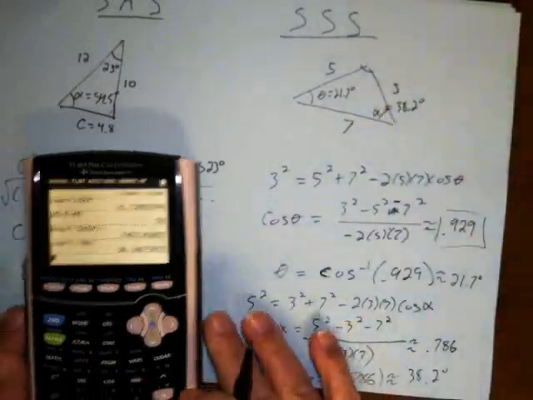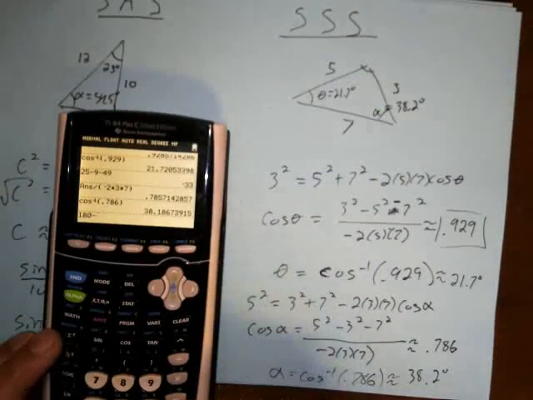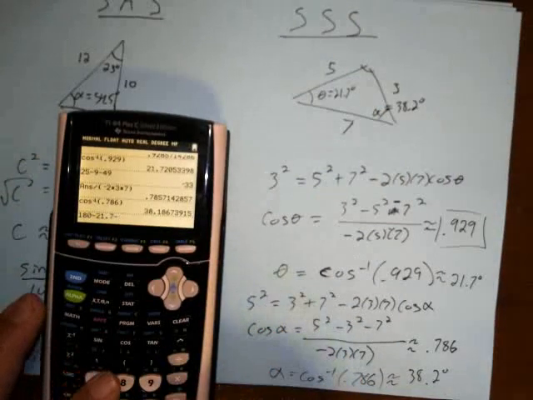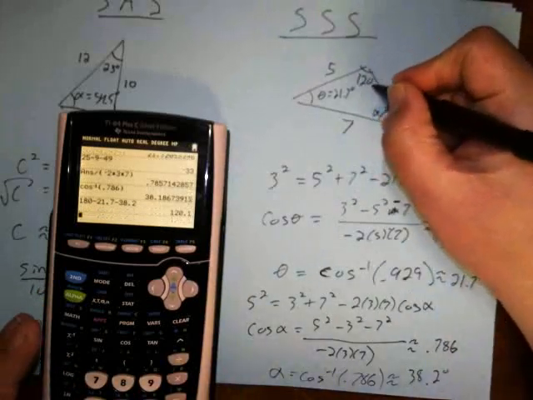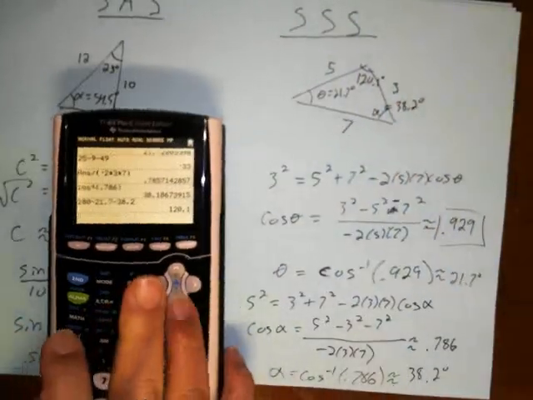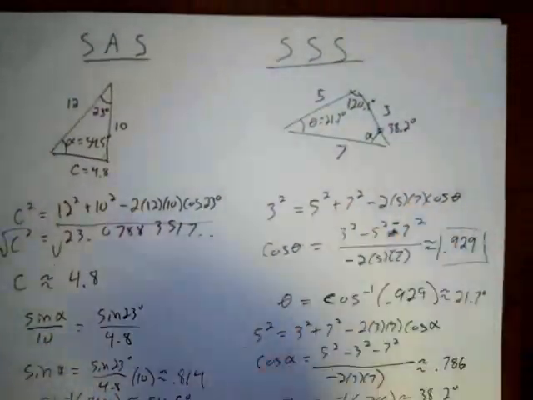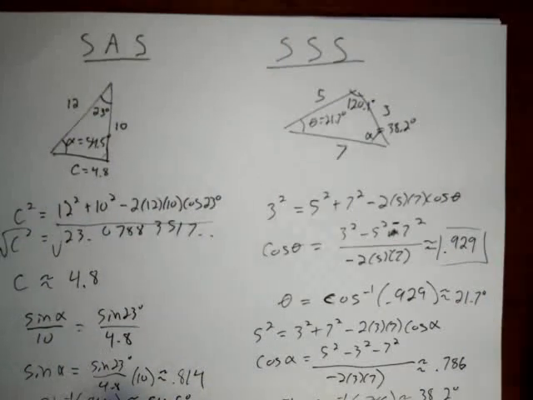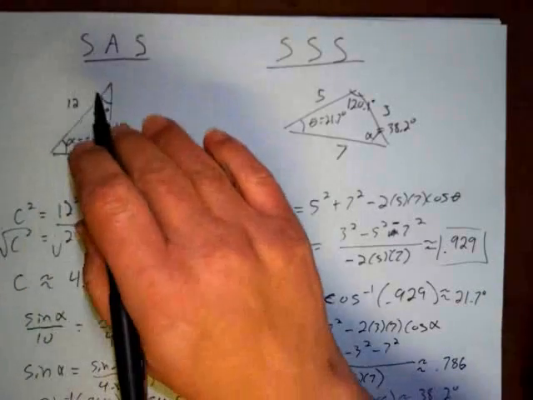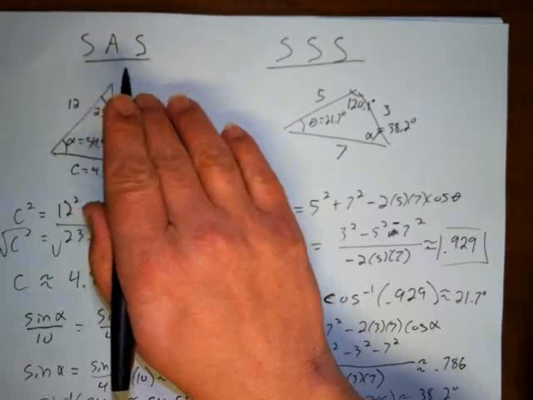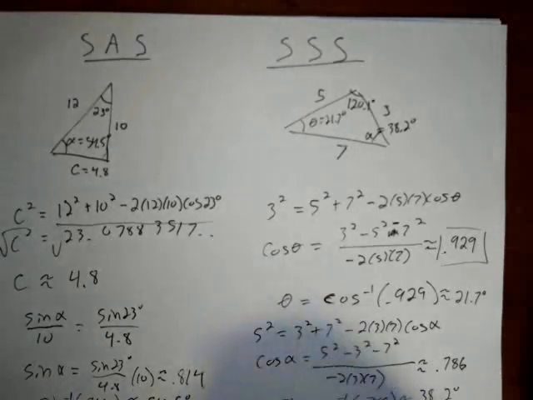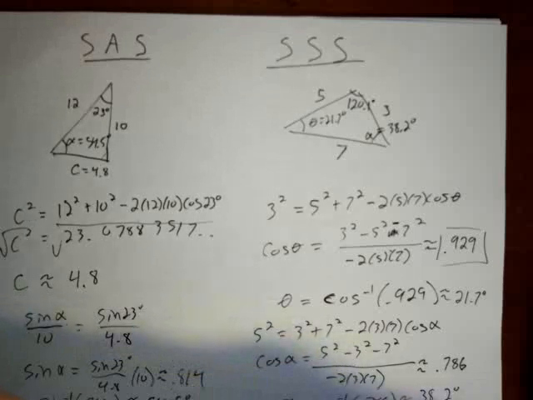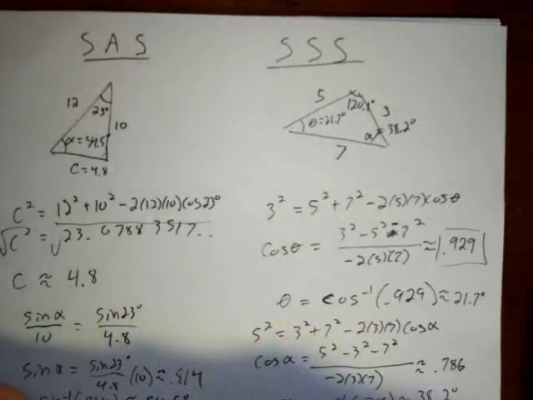And then you could get this angle. It would be 180 minus 21.7 minus 38.2, which looks like 120.1 degrees. And so that would be solving that triangle. So this is what you would use for doing an SAS or an SSS triangle. Now in the next couple videos we will do some application problems involving the law of cosines.